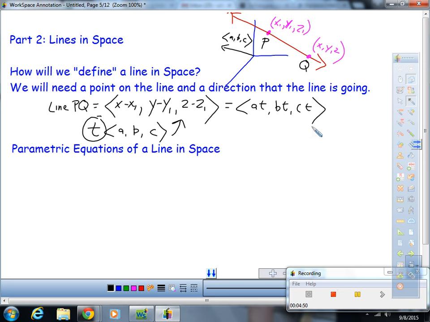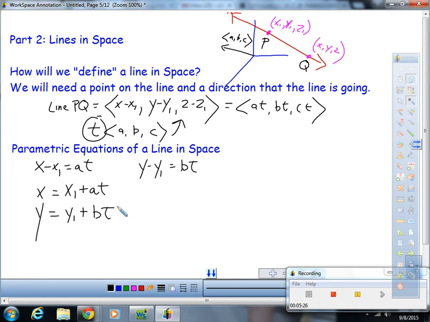Okay, so we know that x minus x1 equals at. Okay, or you can just say that x equals x1 plus at. Okay, we know that y minus y1 would have to equal bt. So y equals y1 plus bt. And then similarly, z will equal z1 plus ct.